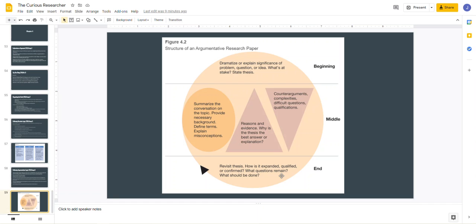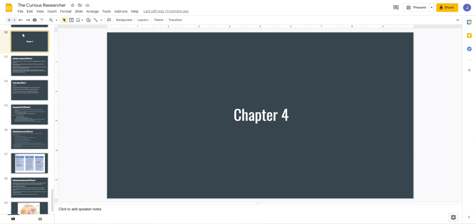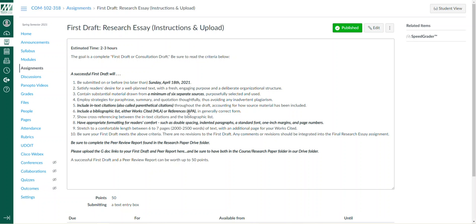So this is just our first conversation into the 2 organizational patterns. You can wrap your brain around how you want to present your particular research essay for the first draft here.